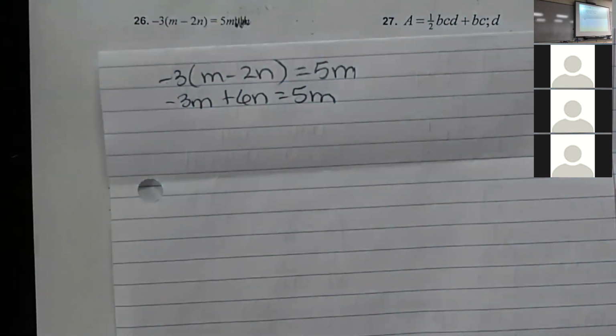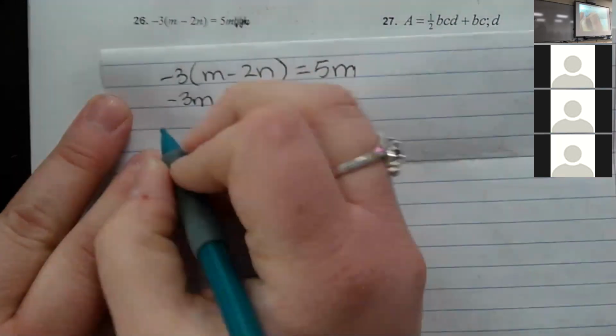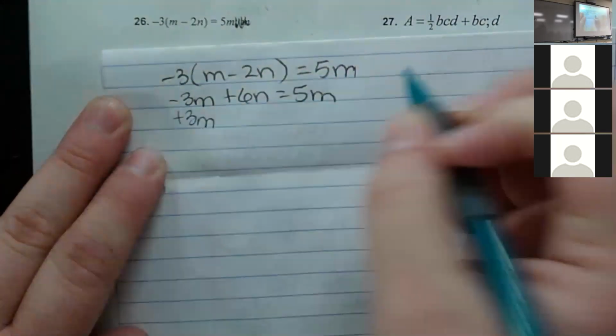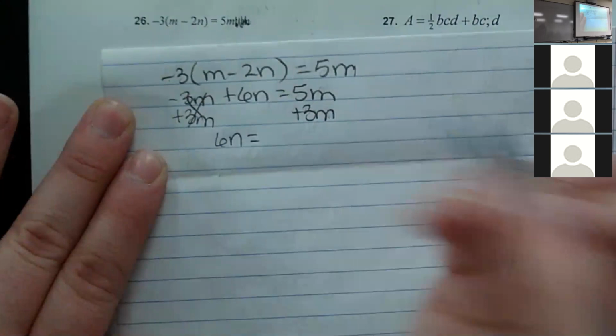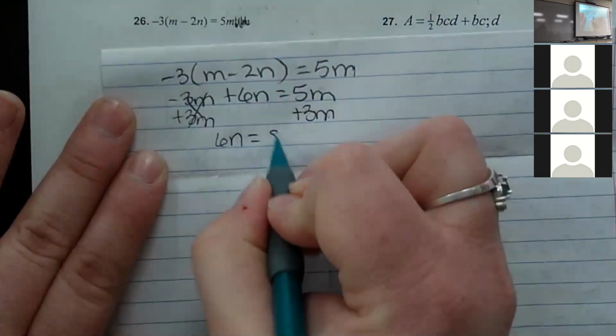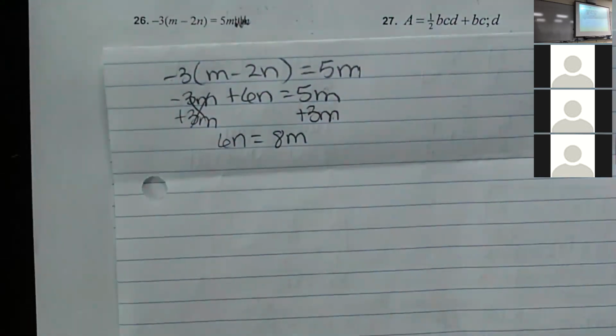Okay, still want to get m's by themselves. How do I move that negative 3m over? It's a minus right now. So add. Yep. Let's add that 3m. Whatever you do to that side, you do to this side. Can you put those two together? Yeah, you actually can this time. So 6n equals 8m, right?